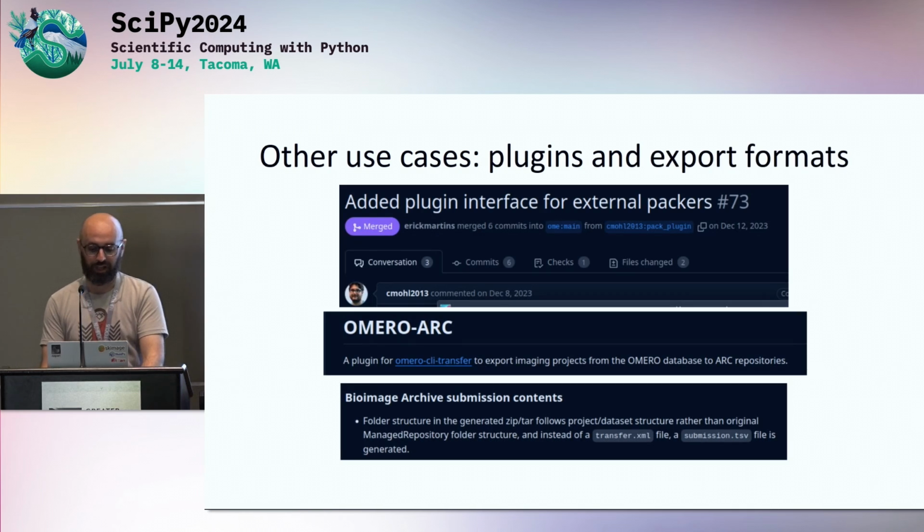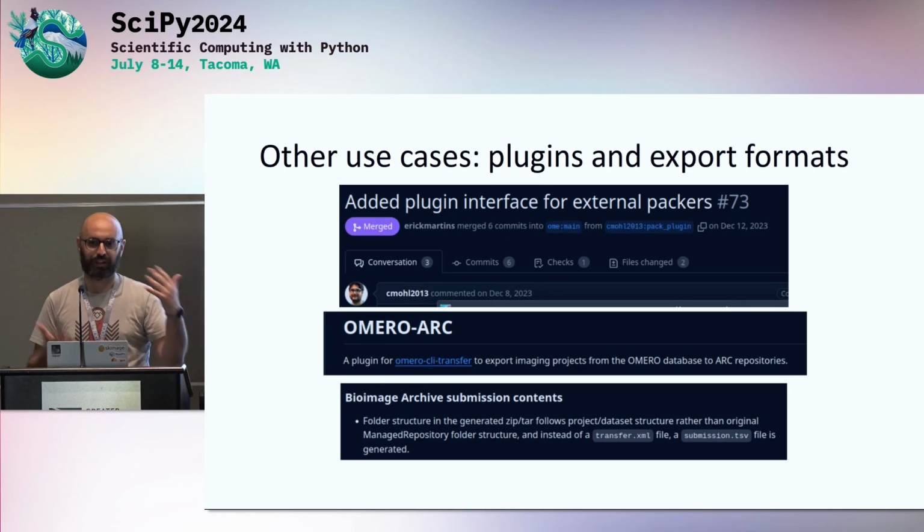The other use cases we have are using just the serialization part of it. And this is one that I did not predict coming at all. People are using omero-cli-transfer just as an archival or export format, essentially. So it started when people asked me to add an option to export to the BioImage Archive format, which is a very popular public repo for microscopy data.